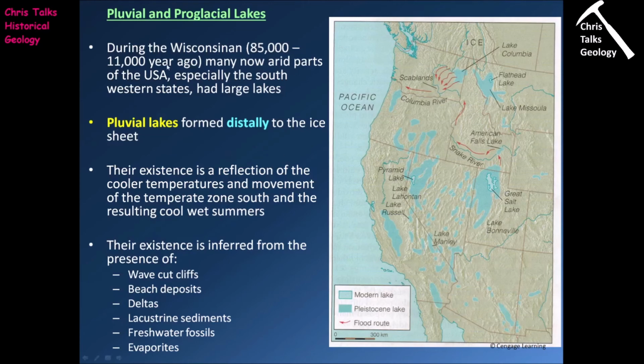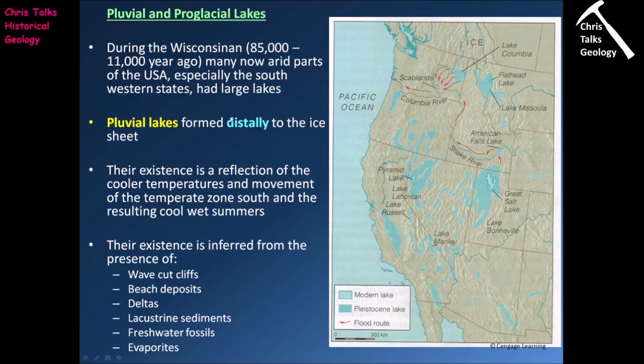Now, during the Wisconsinian, this is about 85 to 11,000 years ago, many now arid parts of the United States, especially the southern states, had quite large lakes. So we know that this is in response to the pushing of the temperate band towards the south, but it's also going to be in response to large amounts of water being produced at the edge of the glacier when it's melting.